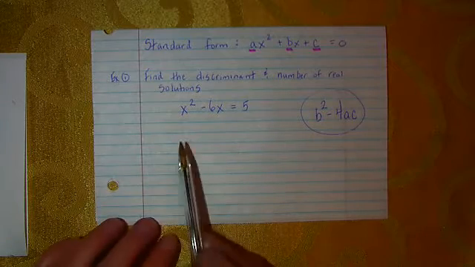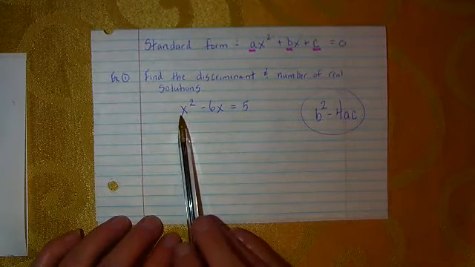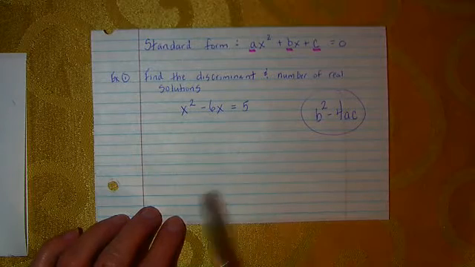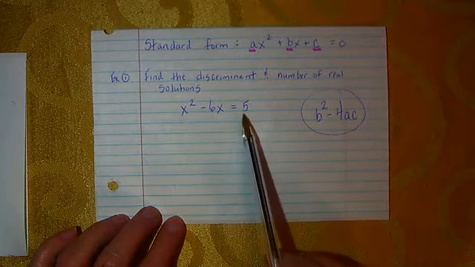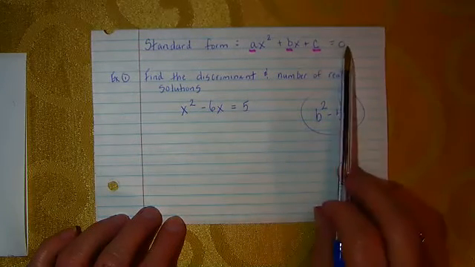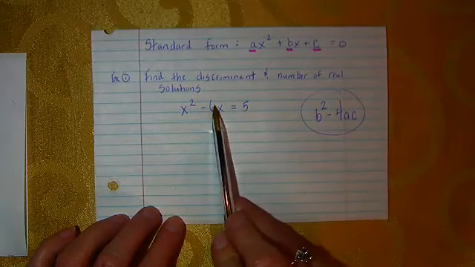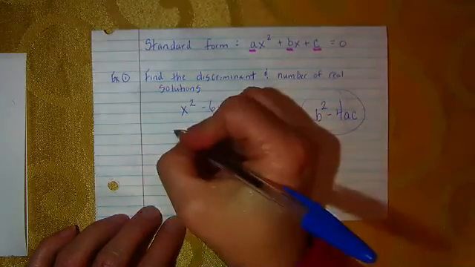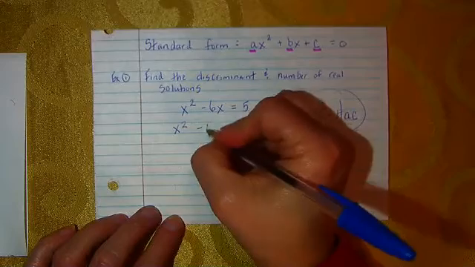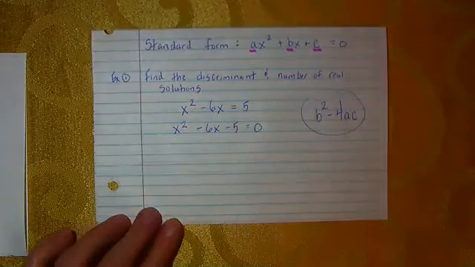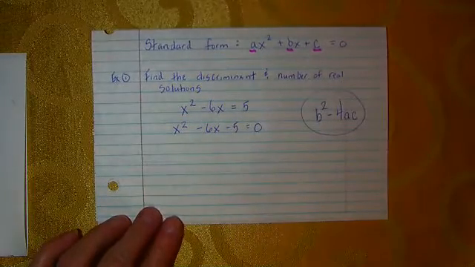All right, so here is the equation I have. x squared minus 6x equals 5. This one is not quite in standard form because you can see I have the 5 over here. We want it equal to 0. So the first thing I'm going to do is take this 5 and move it over to the other side. So I have x squared minus 6x minus 5 equals 0. So now we are in standard form.